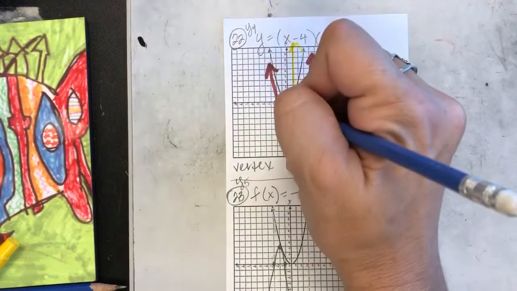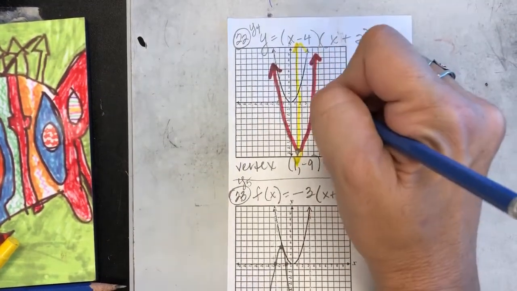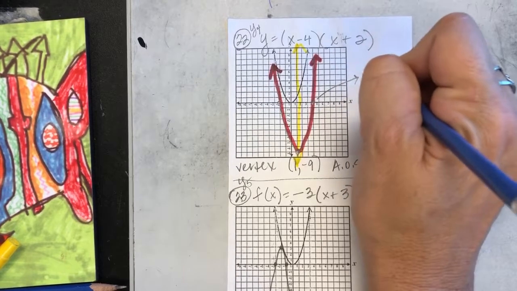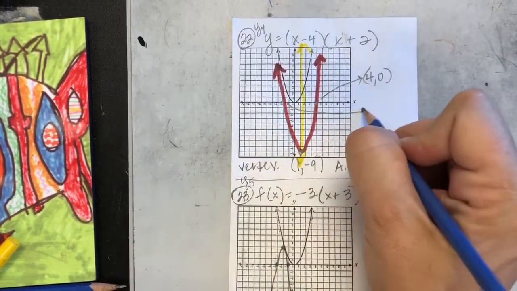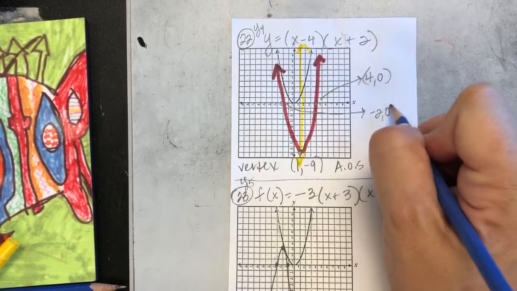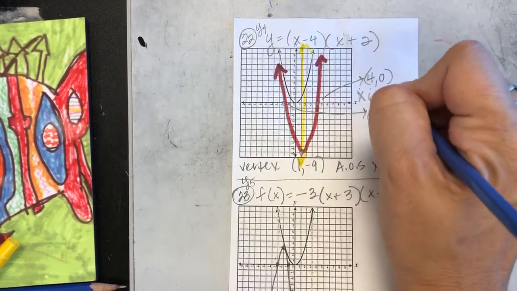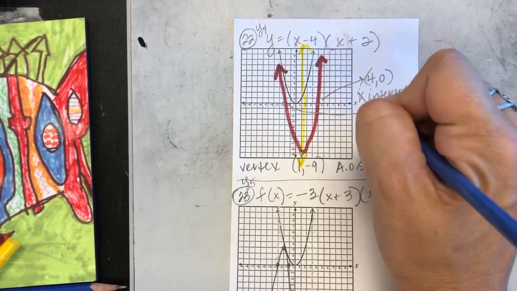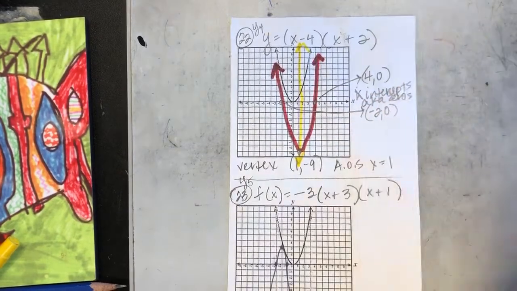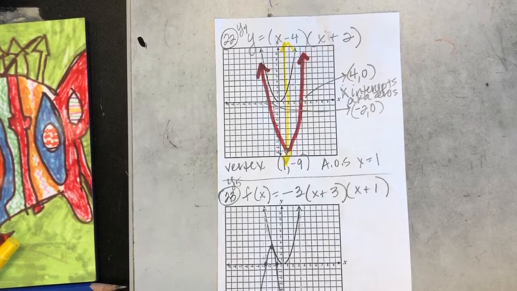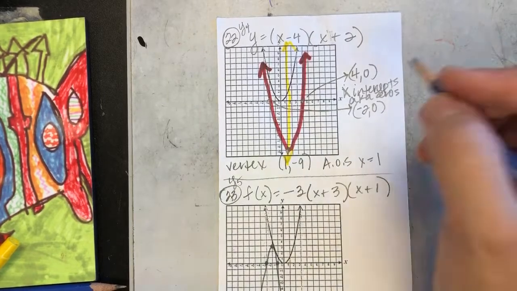What else? X-intercepts. My x-intercepts are sitting here. One x-intercept is at (4, 0). The other x-intercept is at (-2, 0). The other name for x-intercepts is zeros. Make sure that you're using those interchangeably. What else? Domain and range.